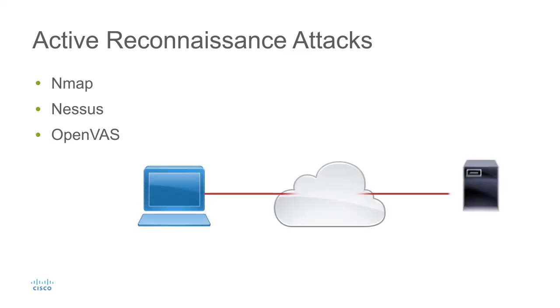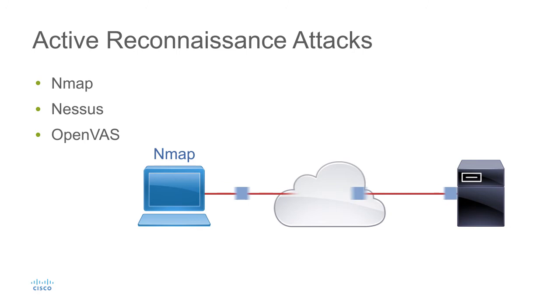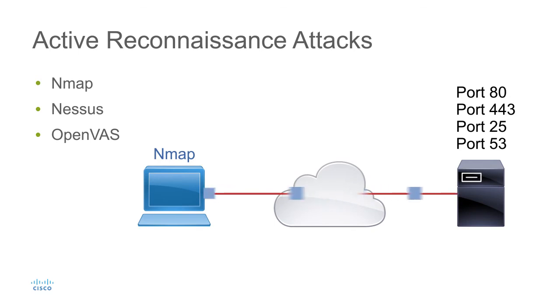So you can imagine the topology that we see here has an attacker device connected via the network somehow to a server device. Using, for example, Nmap, a string command can be issued that instructs the Nmap application to send packets to the target server. Now, perhaps that target server is listening on several ports, like port 80, port 443, port 25, port 53. Whatever services might be running on that device have listening ports.